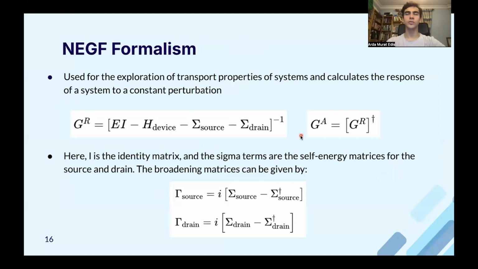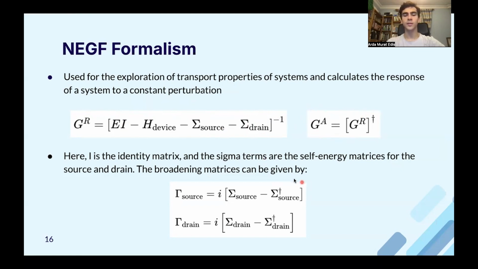In order to plot the current versus voltage curve for the structure, we utilized the non-equilibrium Green's functions formalism, which is used for the exploration of transport properties of systems and calculates the response of a system to a constant perturbation. Here, you can see the retarded Green's function, where I is the identity matrix, and sigma source and sigma drain are the self-energy matrices for the source and the drain respectively. And the -1 exponent symbolizes taking the inverse of a matrix. And the advanced Green's function is simply the Hermitian adjoint of the retarded Green's function.